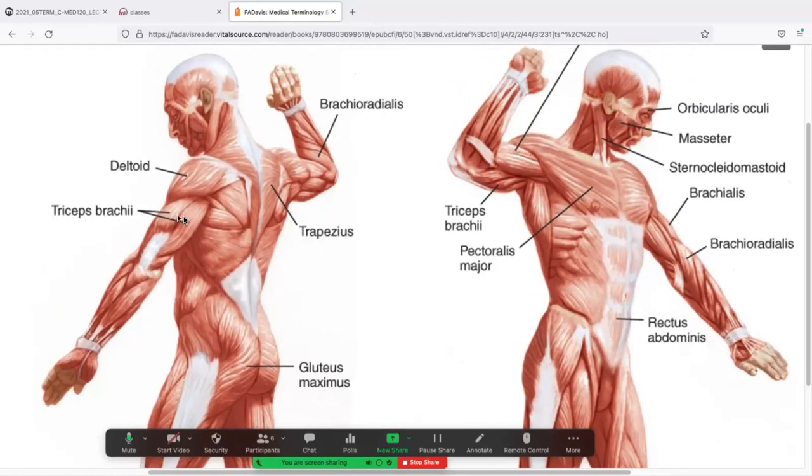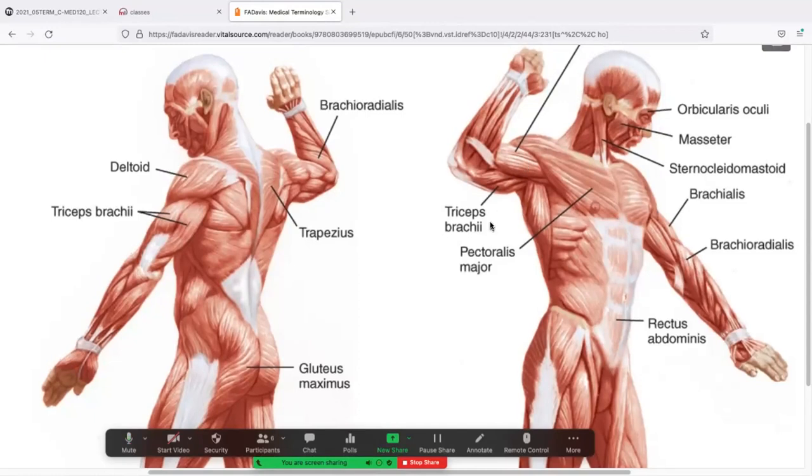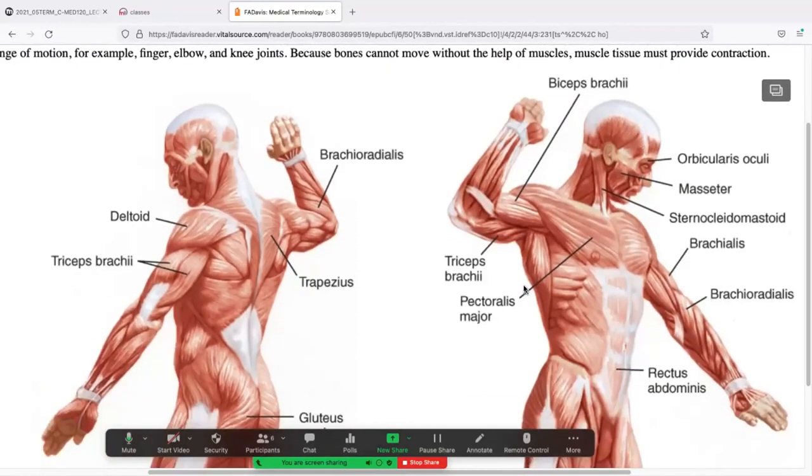You could see here, triceps brachii. Tri means 3. You can't really see the 3 heads here, but there's one behind here. So your triceps brachii has 3 heads. Cephalic means pertaining to your head, just like a triceratops that has 3 horns. Tricycle has 3 wheels.